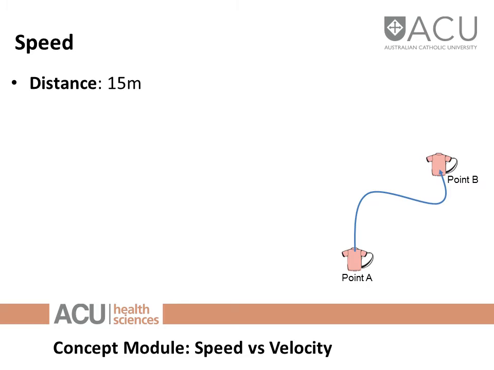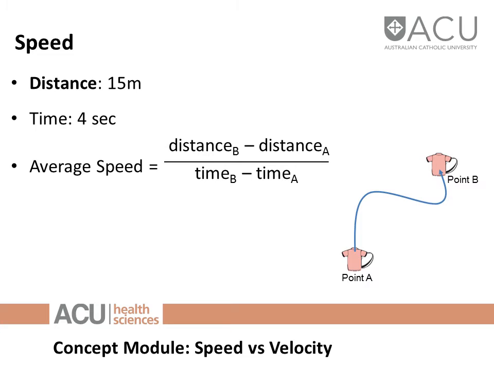So if we know the distance between point A and point B is 15 meters, so not displacement in this case, but the distance, and the time is 4 seconds, we can calculate speed using those two things. Now I've got the full equation here: distance at B take distance at point A, divided by the time at point B take the time at point A. In this case, distance and time at point A are both 0, and so the calculation's pretty easy.